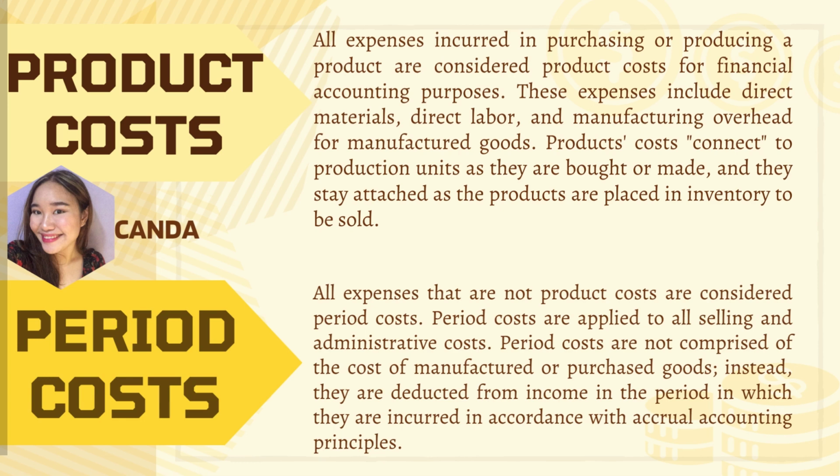Product costs. All expenses related to purchasing or producing a product are considered product costs. These expenses include direct materials, direct labor, and manufacturing overhead in the case of manufactured goods. Product costs are attached to units of production as they are bought or made, and they stay attached as the products are placed in inventory to be sold.